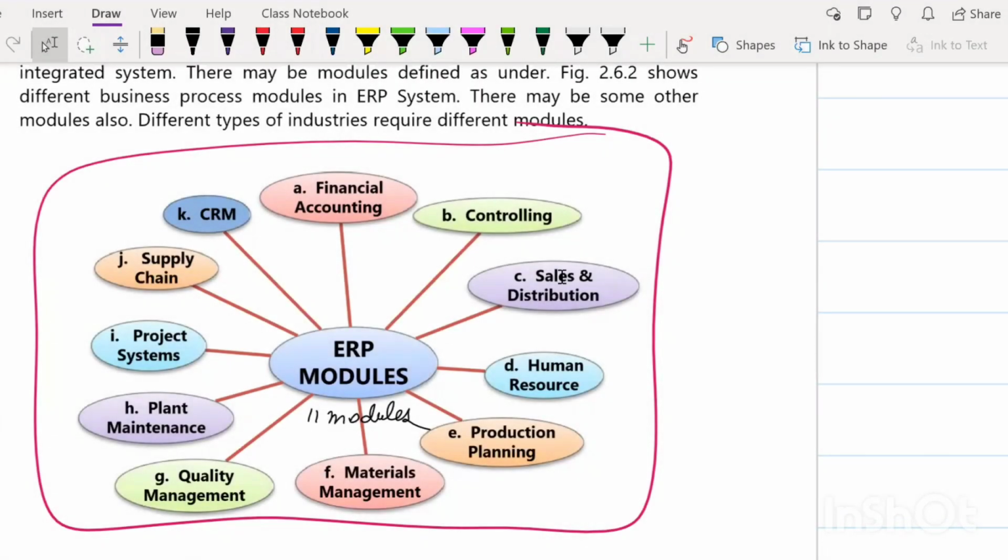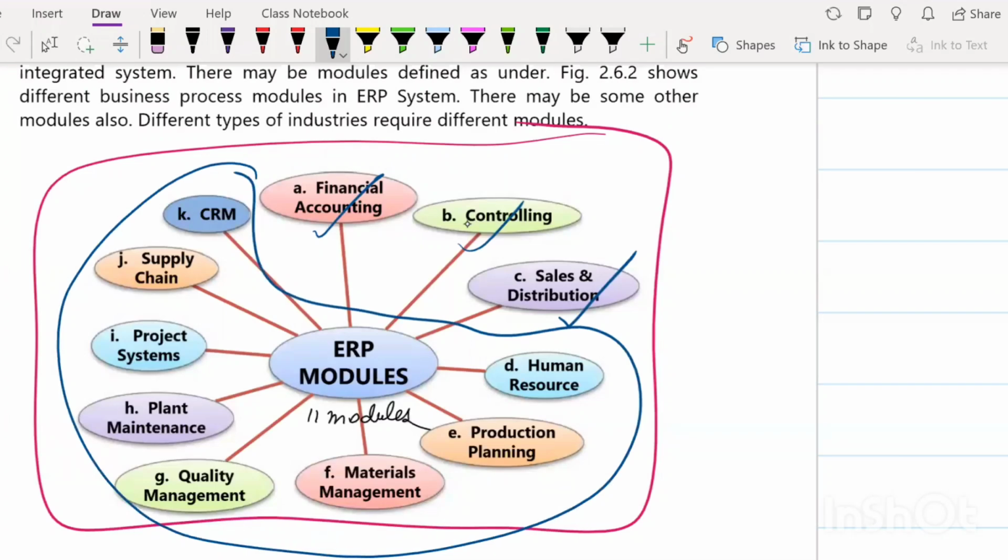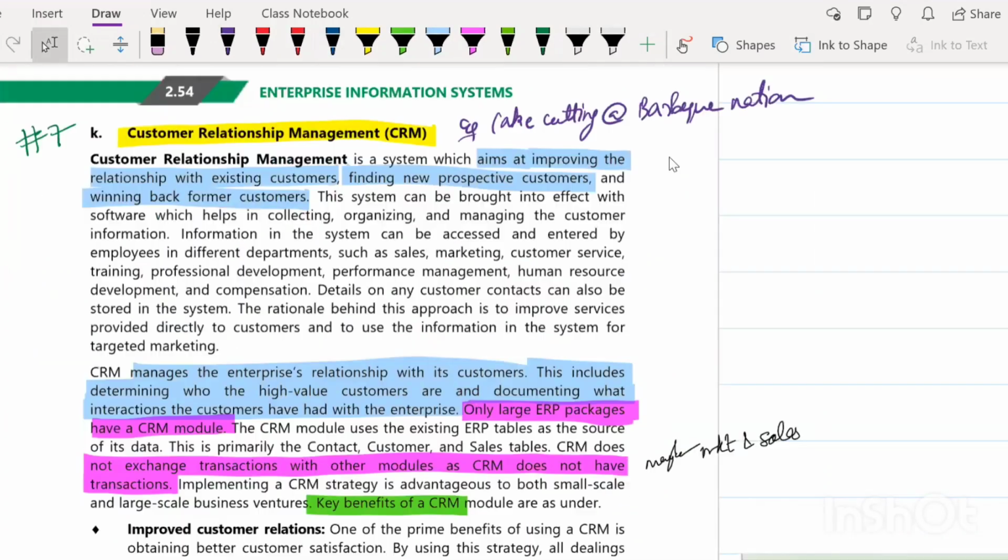And in today's class, we are going to complete all the remaining ERP modules. We have already in the last class completed the financial accounting module, the controlling module, and the sales and distribution module. So in this class, all the other remaining ERP modules we are going to complete. Okay, so now let's start with the session. We are going to start from the last ERP module and then go upwards. So first, what we are going to see today is the customer relationship module.